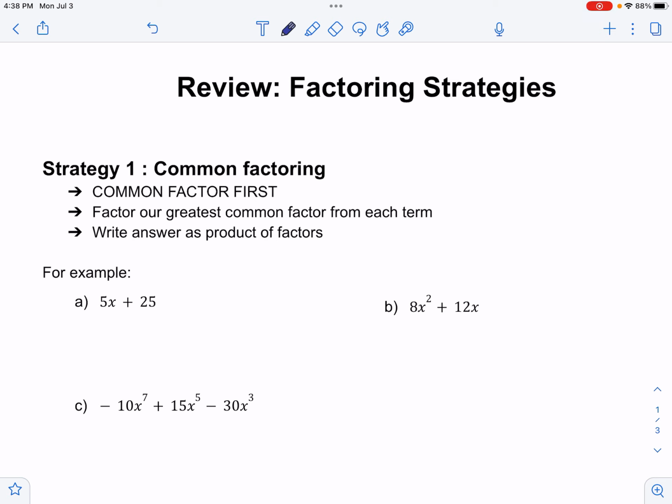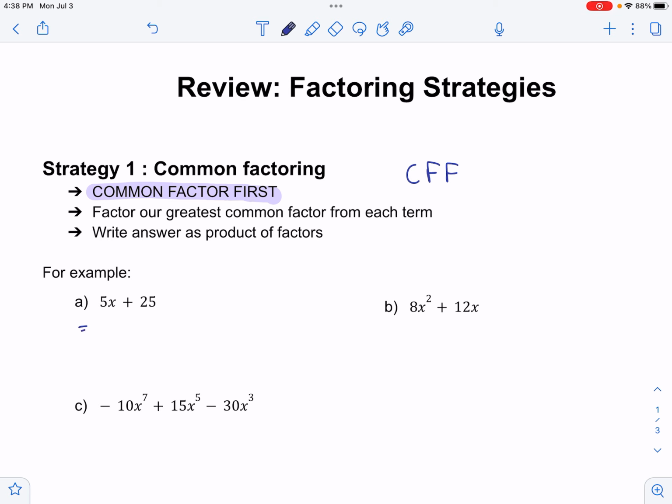Our first strategy is common factoring, and even with the most complex problems, you want to see if you can common factor first. I always write this little acronym CFF, common factor first, as a reminder that that's what I should be checking for all of my problems. Essentially, with common factoring, you're looking at across all of the terms, what do they have in common? You're pulling it out, and we are writing our answer as a product of the different factors.